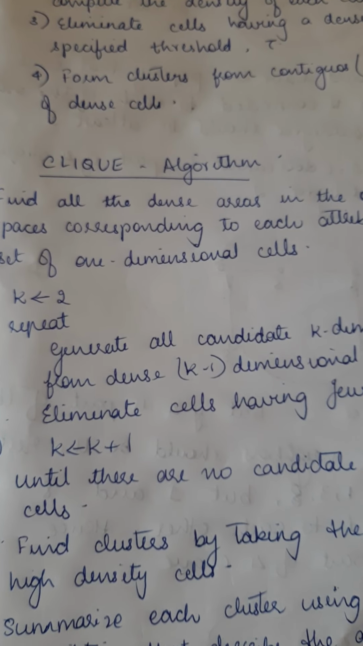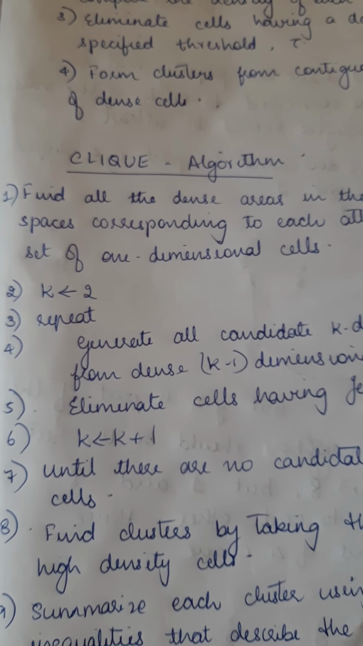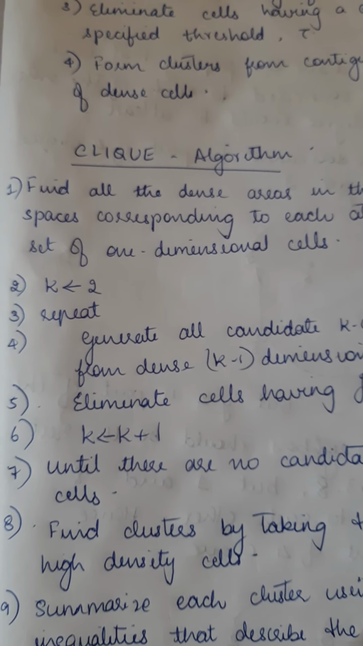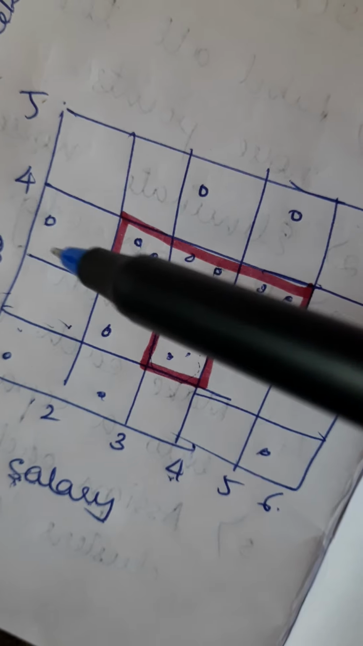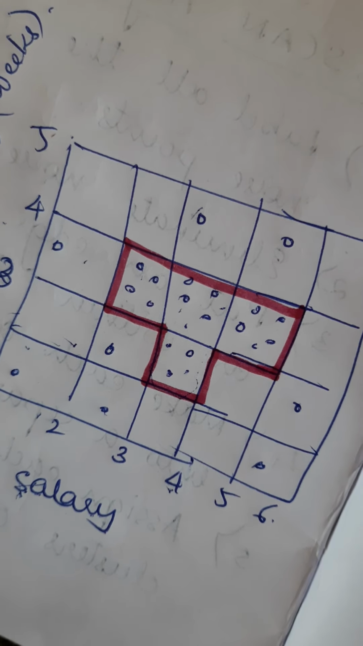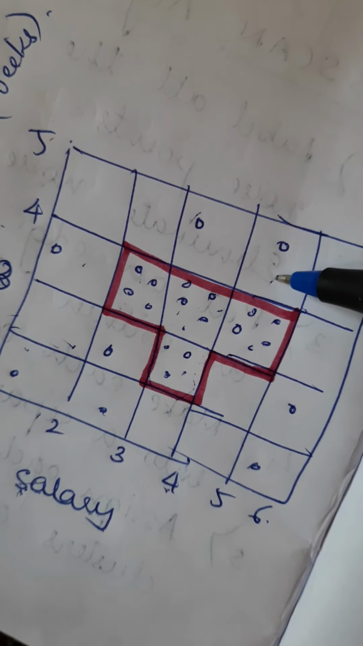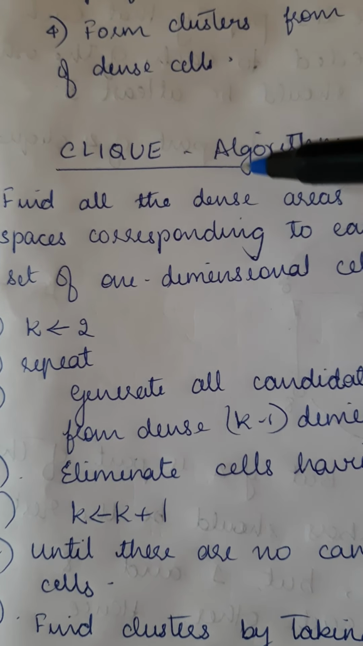Why we call it grid based is because it represents a data space and estimates the density by counting how many points are there in the grid cell. I gave you what a grid is. It looks like this, number of rows and columns, we plot them. So this CLIQUE algorithm estimates the density by counting how many points are there in each grid cell. That is why it's called a grid based algorithm.